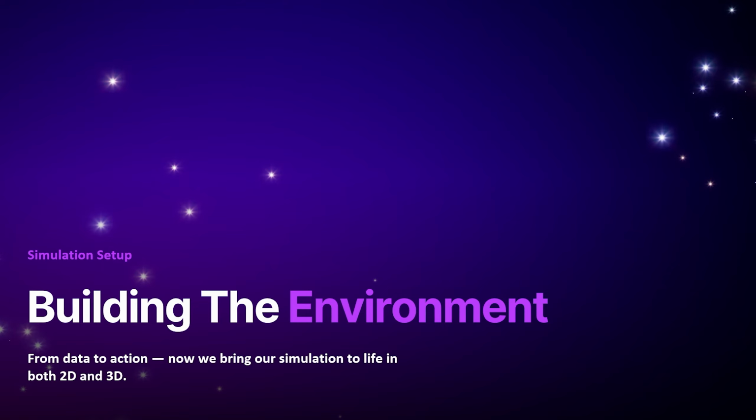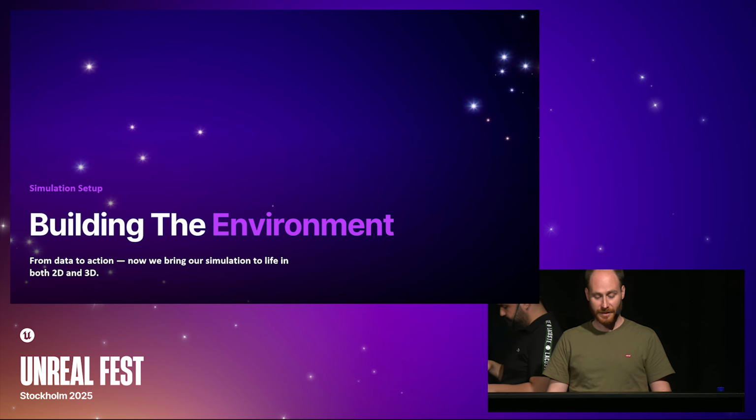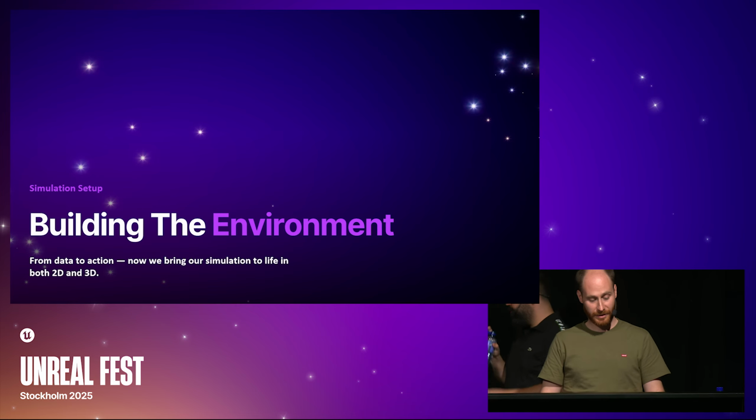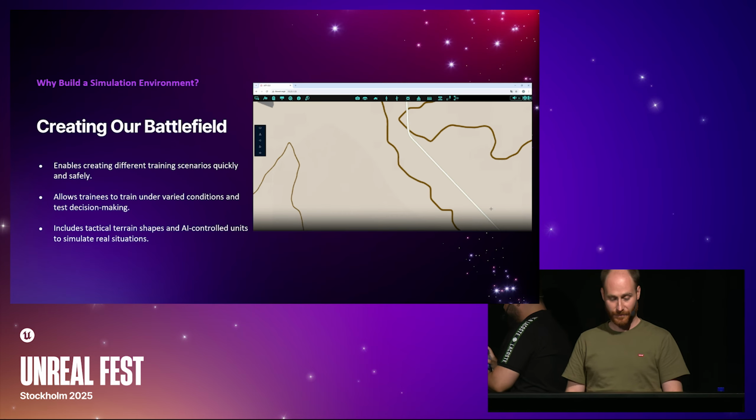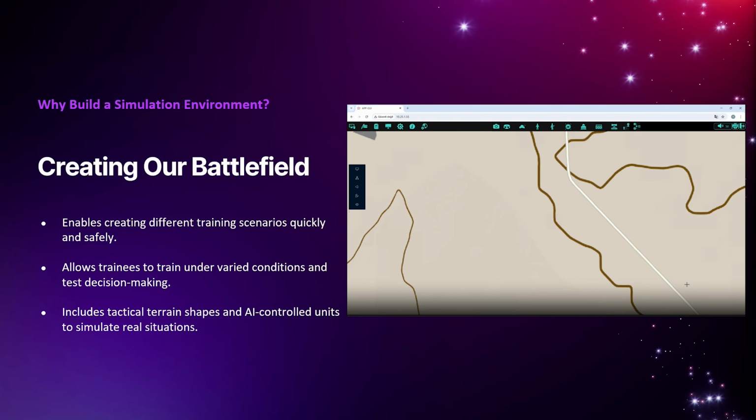We will place our entities, set the teams and enemies, and create a space that can be viewed in 2D and 3D. This is the moment when the simulation starts to feel alive. The main reason we build a simulation is flexibility. Instead of one fixed scenario, we can create many different scenarios. For example, we can change the terrain, the weather, and enemy behavior. This helps trainees face new situations and train safely.